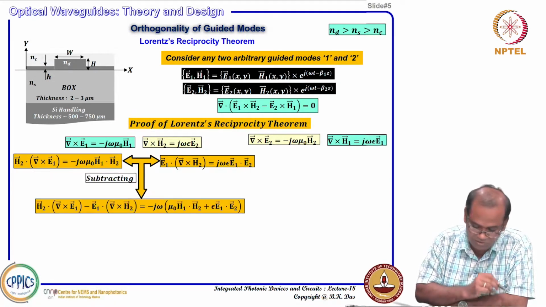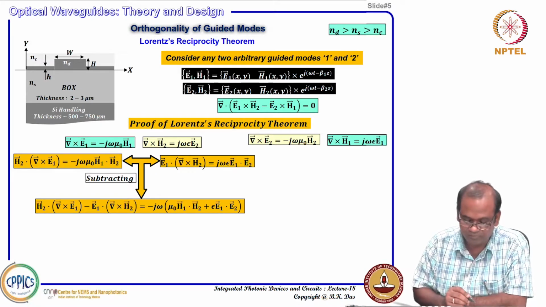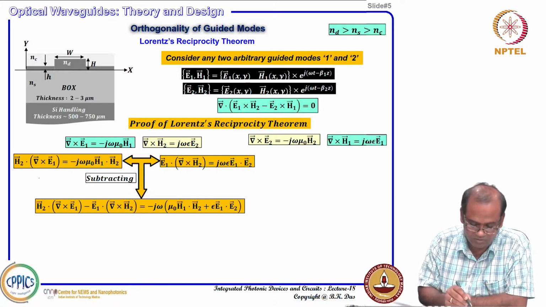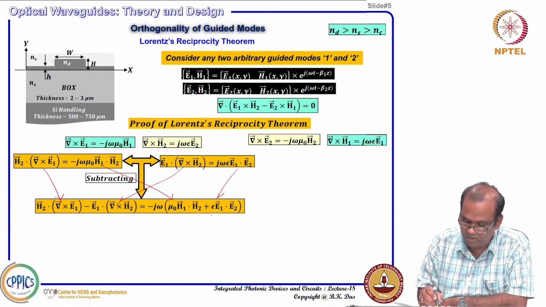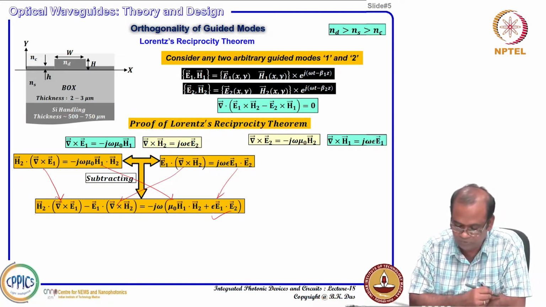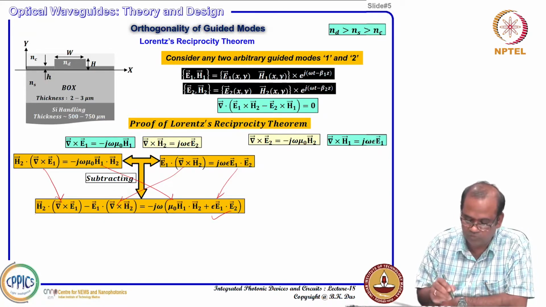Okay, let us see what is happening. You subtract them. H2 dot curl of E1 comes here, and the other term comes here, subtracting, with the left-hand side and right-hand side. If I take minus j omega, it comes like this. So I am subtracting these two, starting from the curl equations. This is straightforward.